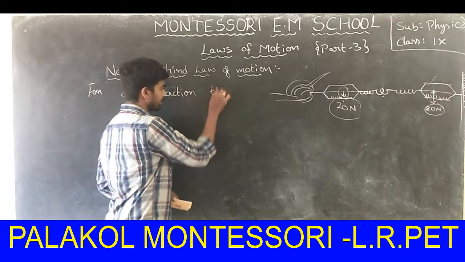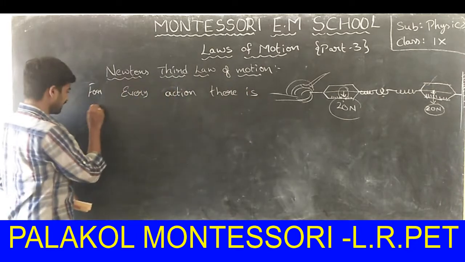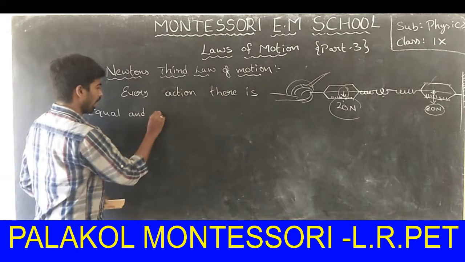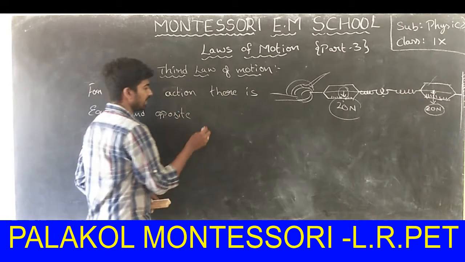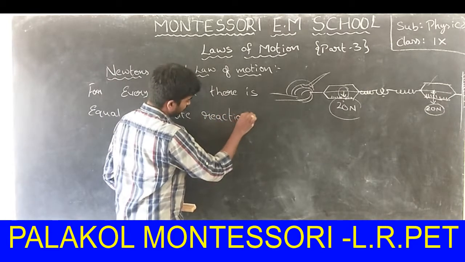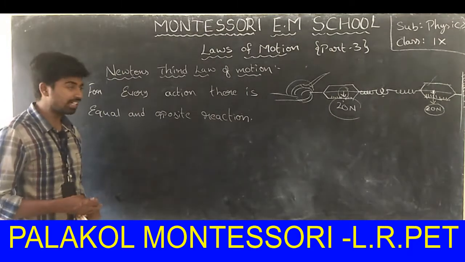So Newton's third law is: for every action there is an equal and opposite reaction. According to Newton's third law of motion, for every action there is an equal and opposite reaction.